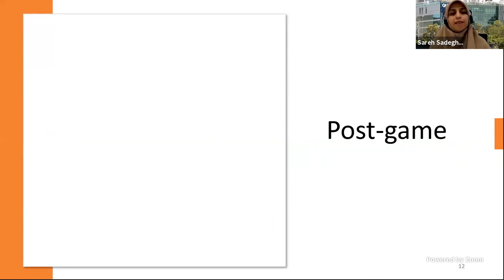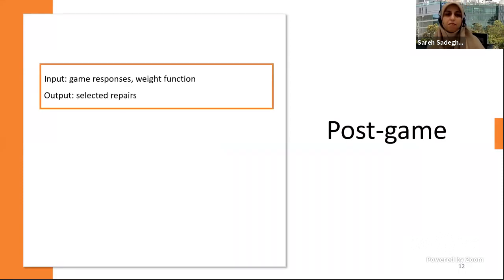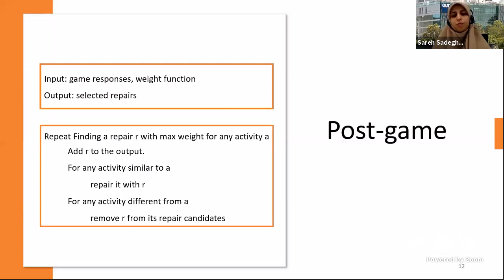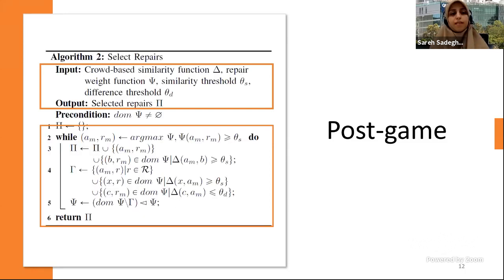In the post-game phase, we repair the log using players' answers. The idea is to select answers of higher weights, where the weight of an answer is determined by the player's knowledge level, associated with the number of diamonds they've earned in the game. So we repeatedly find a repair with maximum weight for any activity and add this repair to the output. And then we make sure that all similar activities are repaired to the same label and all different activities are repaired to different labels. And this is the actual algorithm which has a polynomial time complexity.